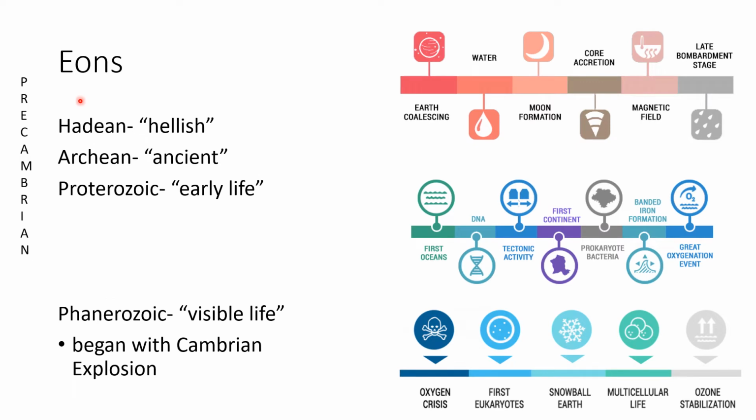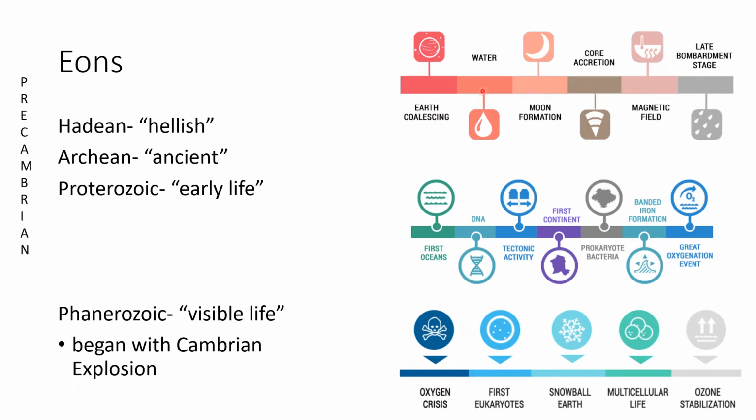There are 4 eons that make up Earth's history. The first and oldest one is called the Hadean eon. This is described as being hellish because it is when the Earth was first forming. It was like a hot planet. There were no oceans, there was no life. It was just very, very hot. So this is kind of what was going on in the Hadean eon.